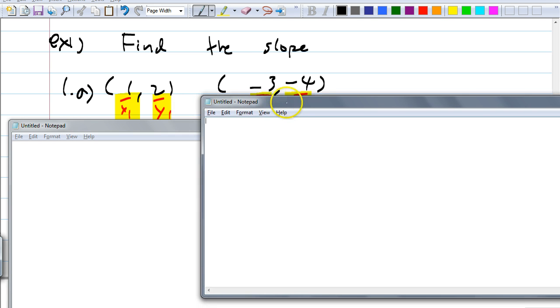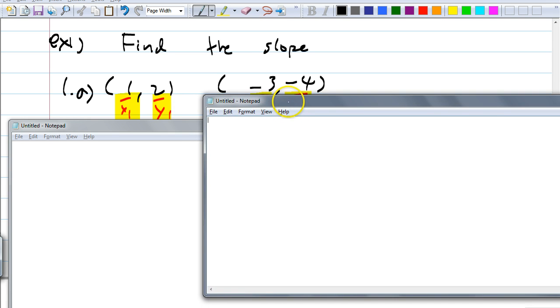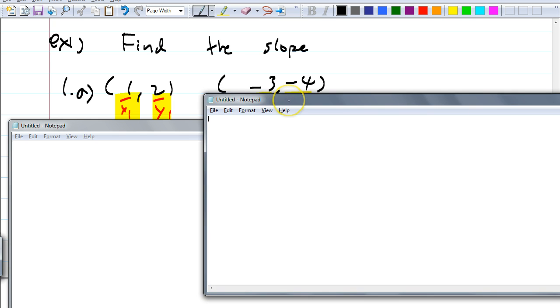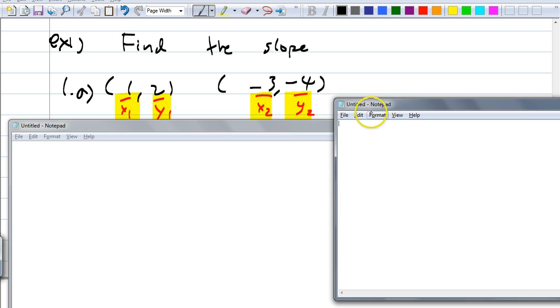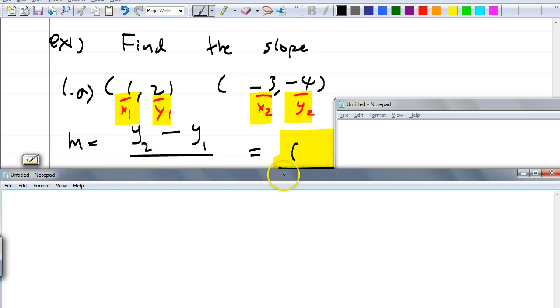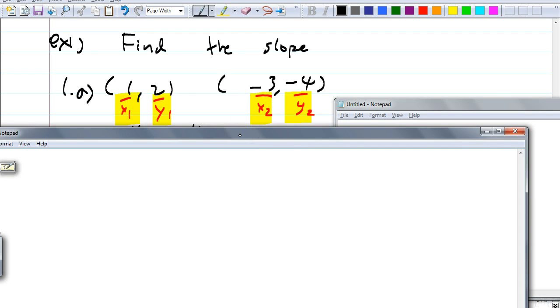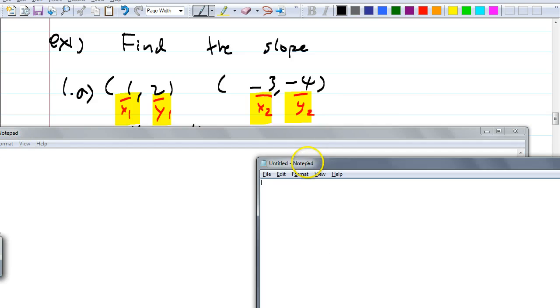All right, and then here, what about negative 3? What should I label this? X sub 2, because that's the x coordinate of my second point, and negative 4 is y sub 2, right? Please label these. That's your first step, okay? Because people don't label it and they mix things up, and you're going to get it wrong.